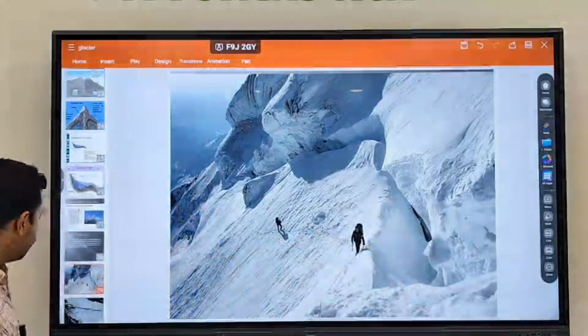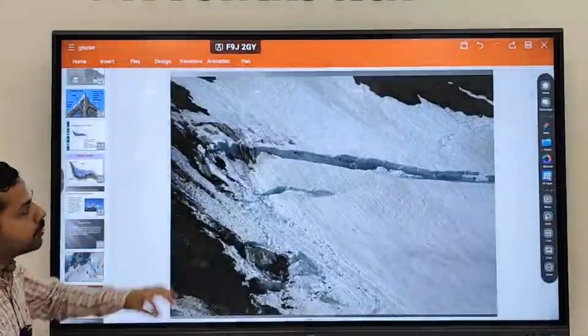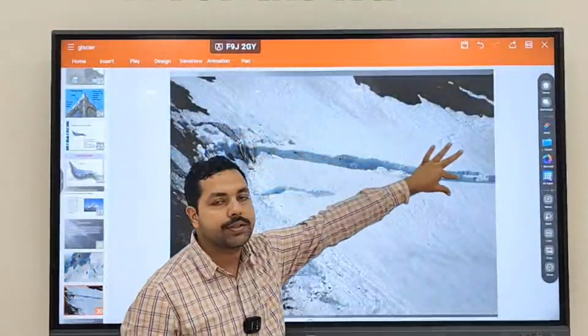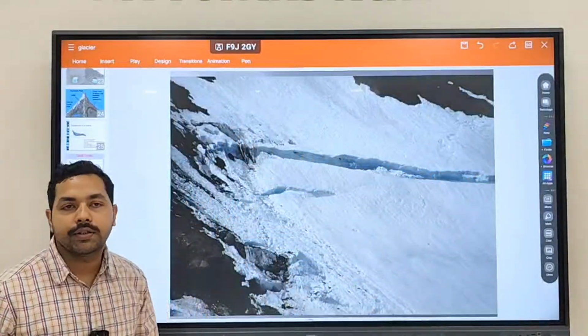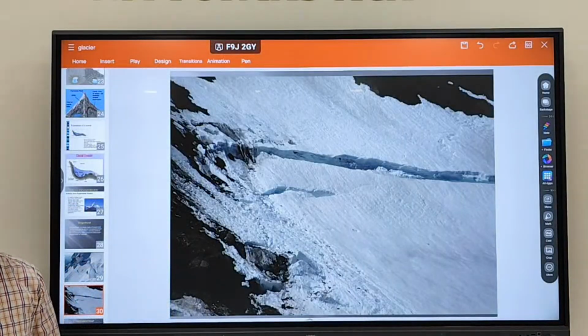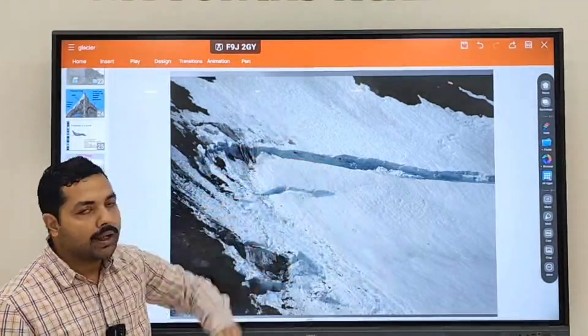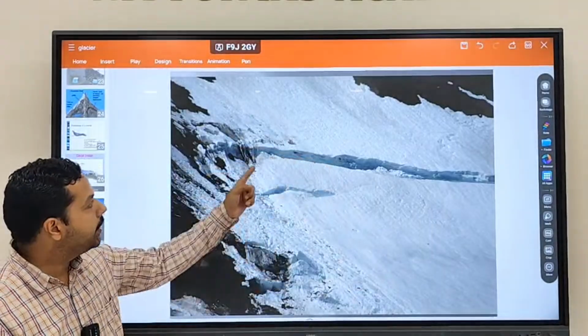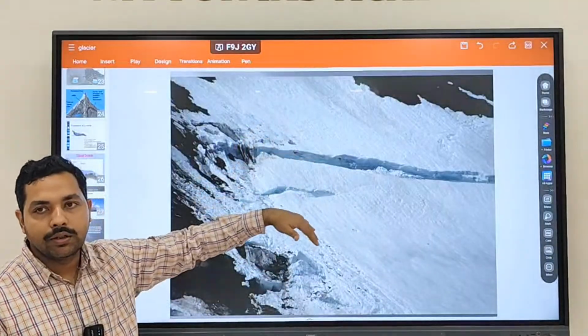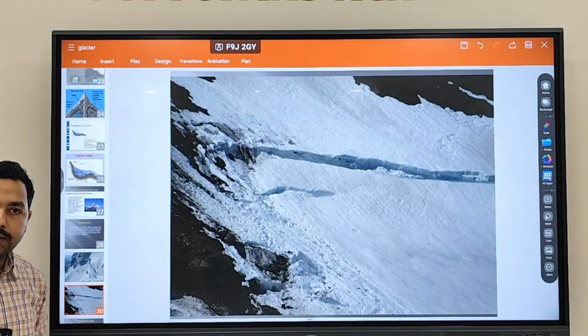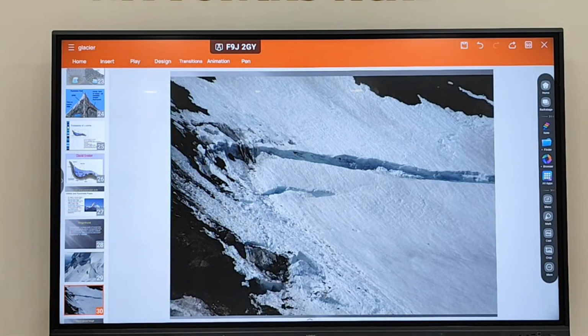Clear? The other thing is, you can also find a gap like this. So this is referred to as what? This is referred to as the Bergschrund phenomenon. Clear? Any doubt regarding this one? So the gap between static ice and moving ice, and as we discussed, because of this gap, it creates problems for the mountaineers to climb from one region to another region. Clear?